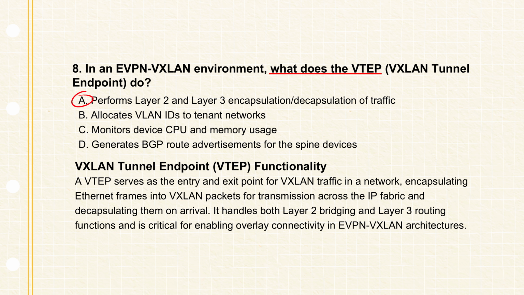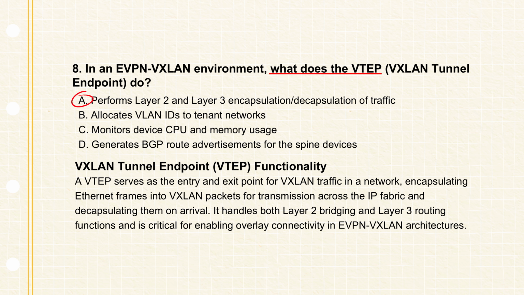Exactly. And it wraps it up inside a VXLAN packet, puts it in a sort of digital envelope with a new address for crossing the bigger IP network. So it tunnels the layer 2 traffic over layer 3? That's it. Then, when that packet arrives at the destination VTEP, that VTEP unwraps it, decapsulates it, and delivers the original Ethernet frame to the final destination. It's the magic that lets you stretch layer 2 segments across a routed infrastructure. Absolutely essential for VXLAN. That makes it really clear.